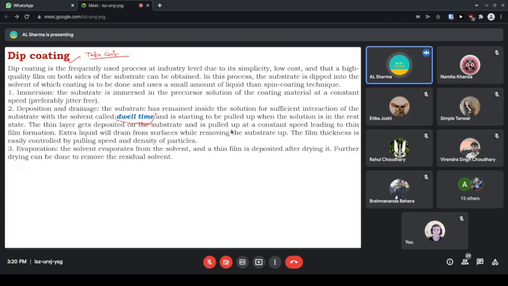The film thickness is easily controlled by the pulling speed and density of particles, meaning the viscosity of the solution and the pulling speed of your substrate. Evaporation: the solvent evaporates from the solution and the thin film is deposited after drying. Further drying can be done to remove the residual solvent. So what are we going to look at here?